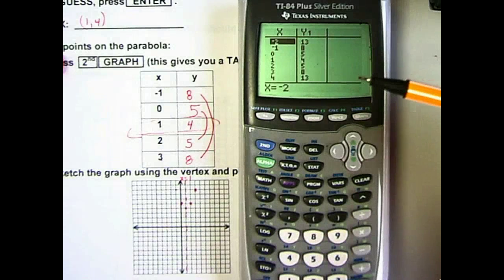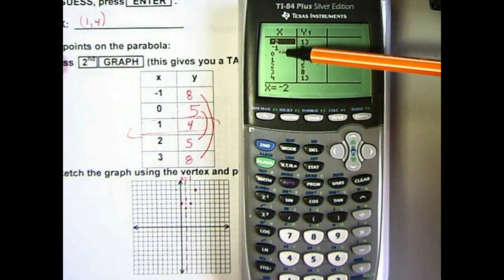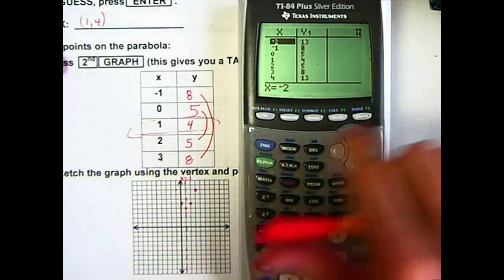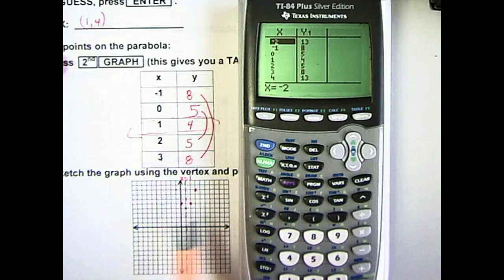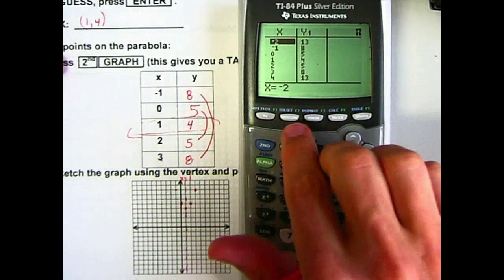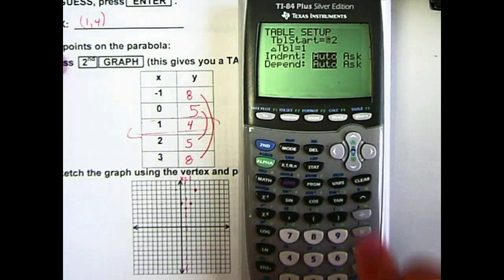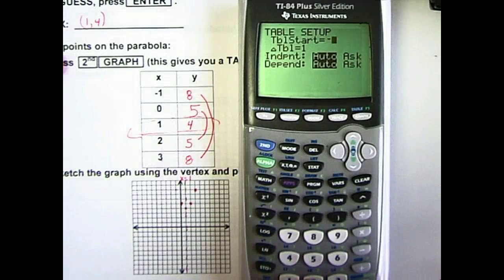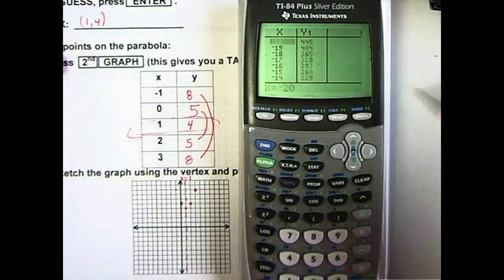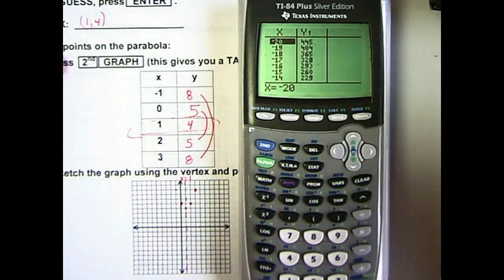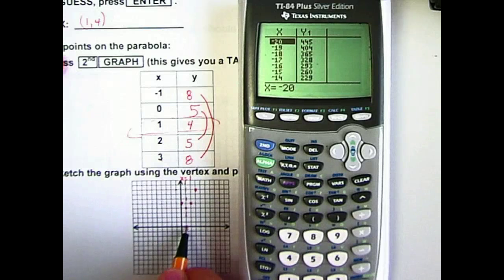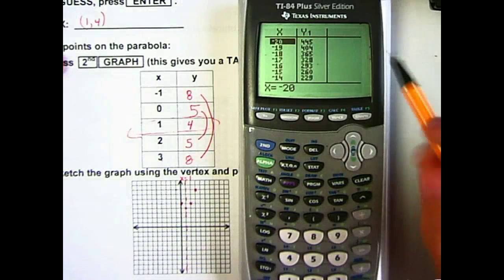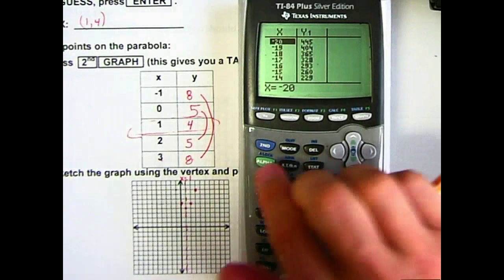On the calculator, sometimes your table will start in a spot that you don't want to see. Like for example, it might start at, let's say, -20. So let's say that you go to your calculator and it starts at -20 here, and that's out here someplace, right? So you want to be able to see around 1. And the way that you set your calculator for that is table set.